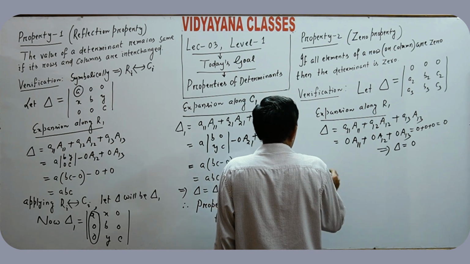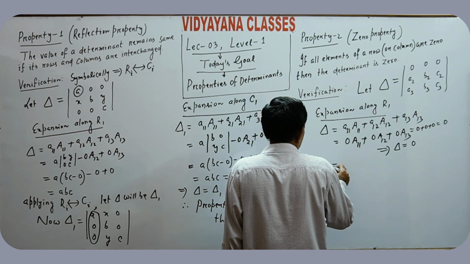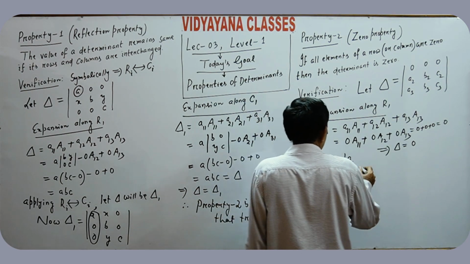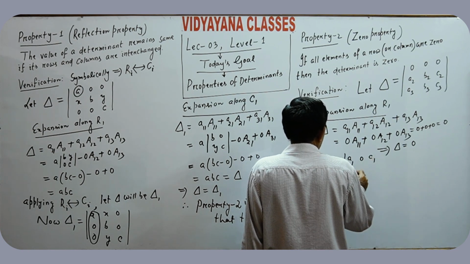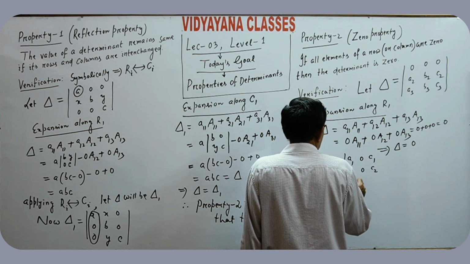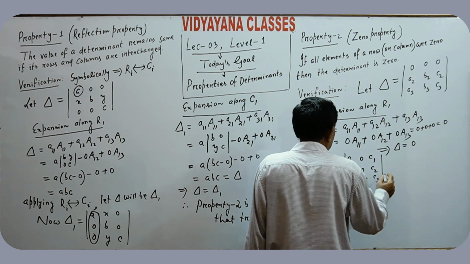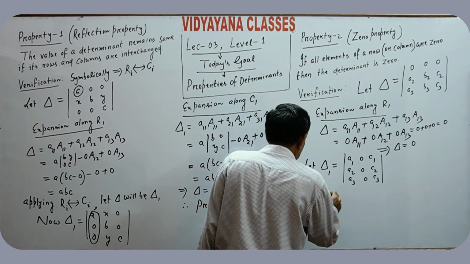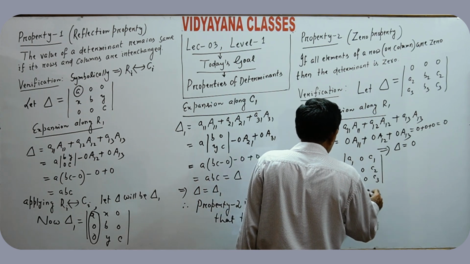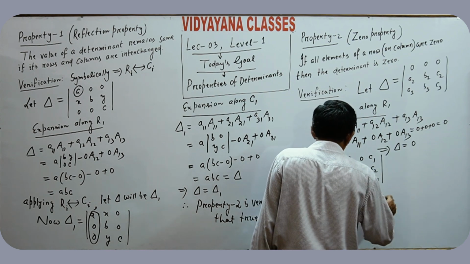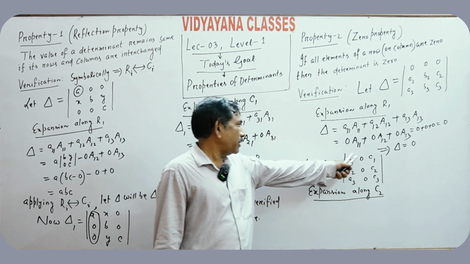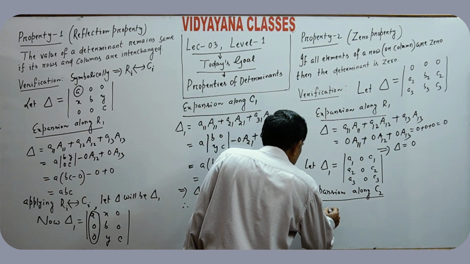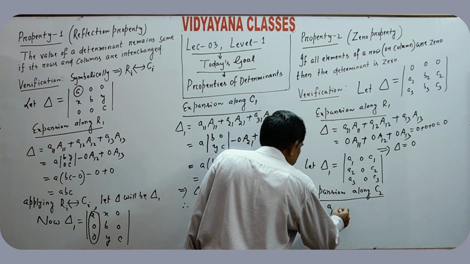Let del 1 be the determinant having elements A1, 0, C1, A2, 0, C2, A3, 0, C3. Expansion along column 2. Since column 2 contains maximum zeros, del 1 is defined by A12, capital A12.